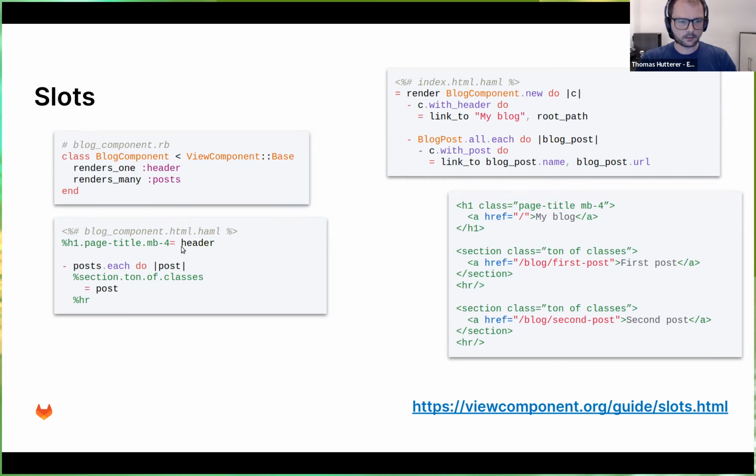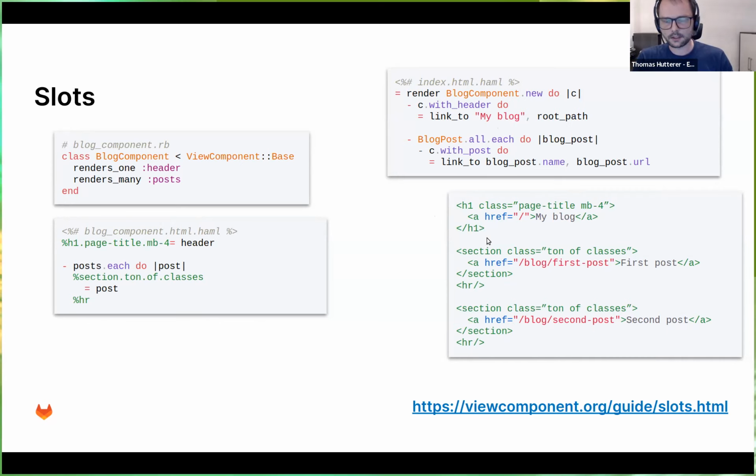In the template, you would put the contents of this named header slot into an h1 tag. And in this example, all the posts would create a section, again with a ton of classes, with their contents, which can be whatever you put into that slot, and for good measure, a horizontal ruler. So in the index, as you would use it, you would just render that component and access the named slots by saying component dot that slot, and provide the content again as a block. And as you'd expect, it would do exactly this.